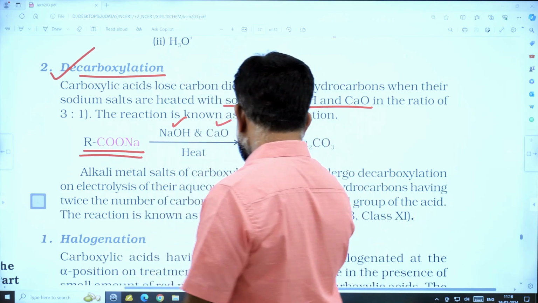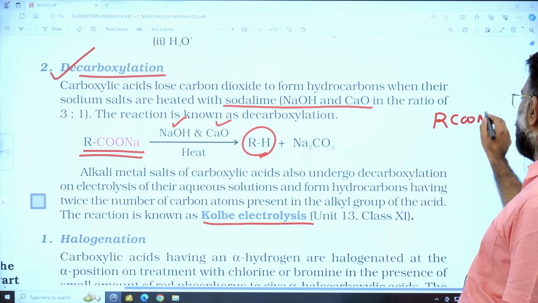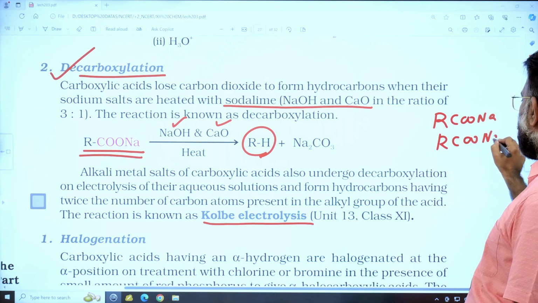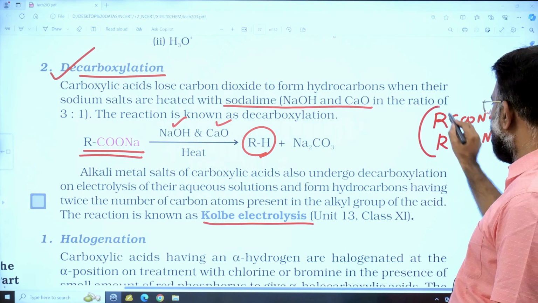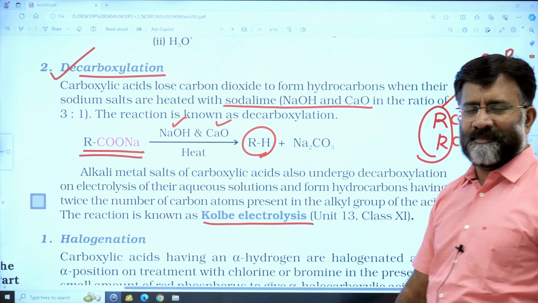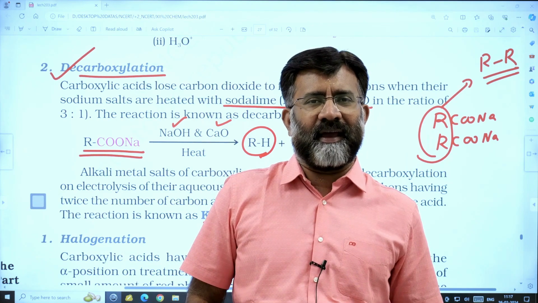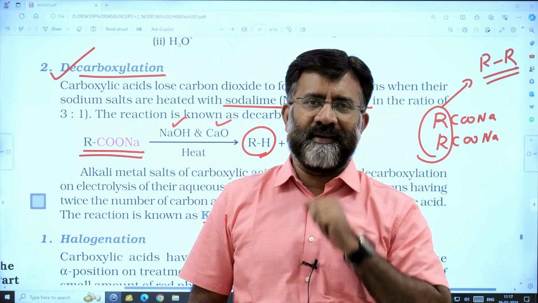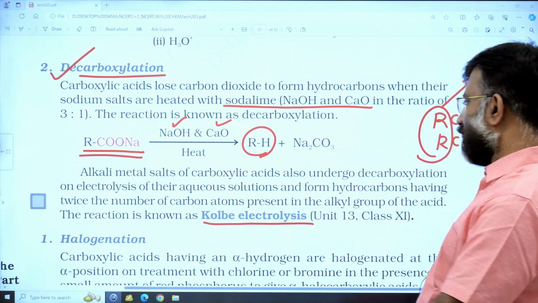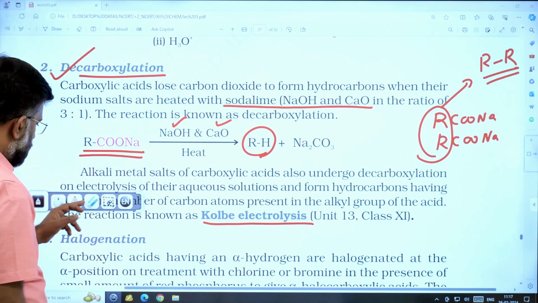Similarly, Kolbe electrolysis. RCOONa or RCOOK undergoing electrolysis gives R-R as the product. In Kolbe electrolysis, R-R is obtained as a product, along with the elimination of carbon dioxide and hydrogen produced at the cathode, including the mechanism we learned in the first year topic, right? So all those are related to previously learned topics.